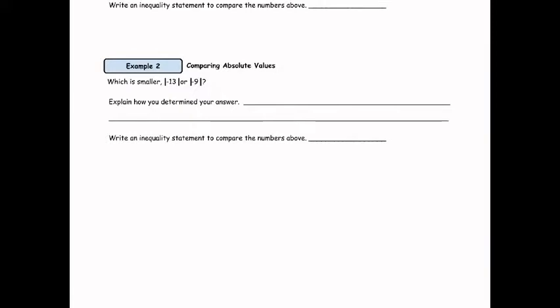Example number 2, comparing absolute values. Which is smaller, the absolute value of negative 13 or the absolute value of negative 9? So let's go ahead and compare them.